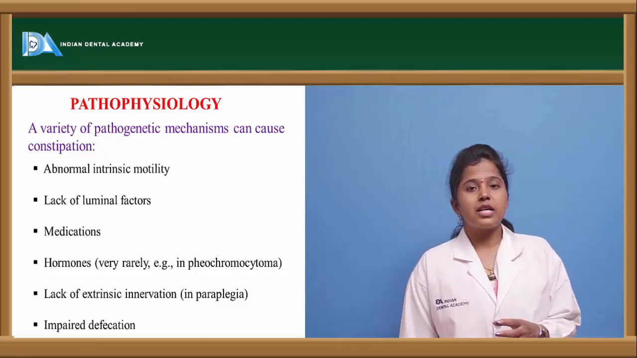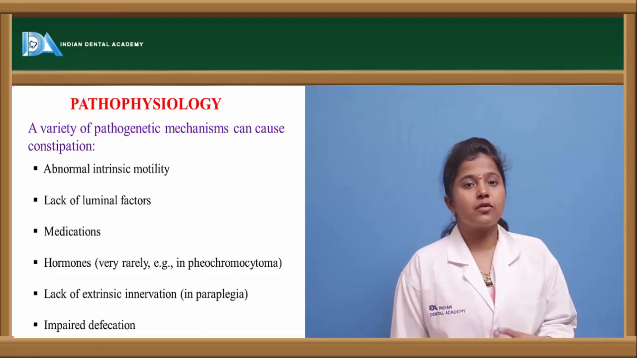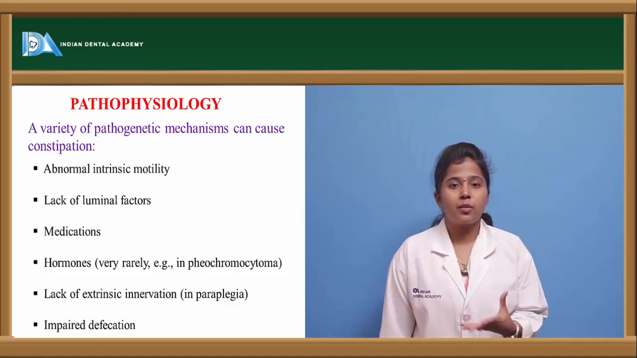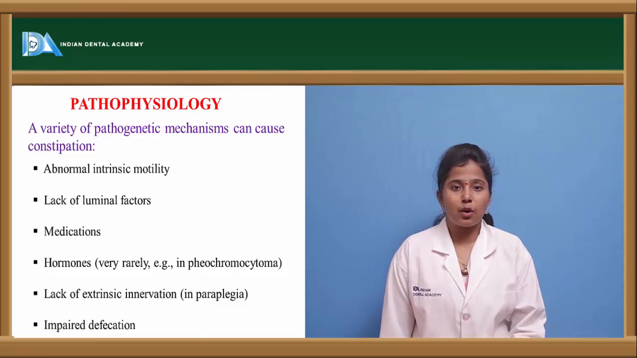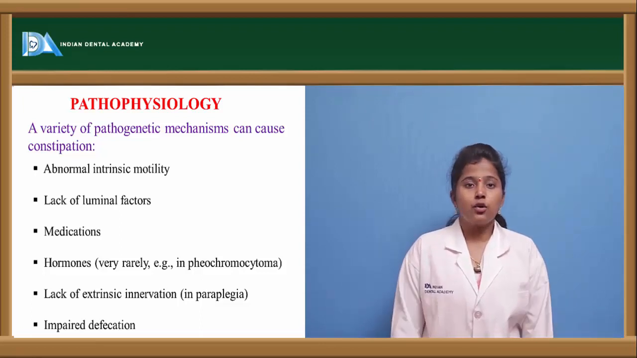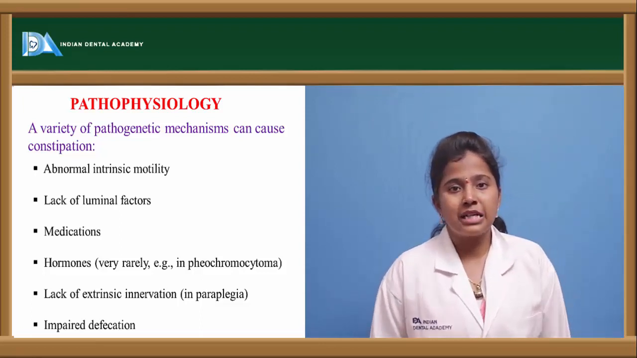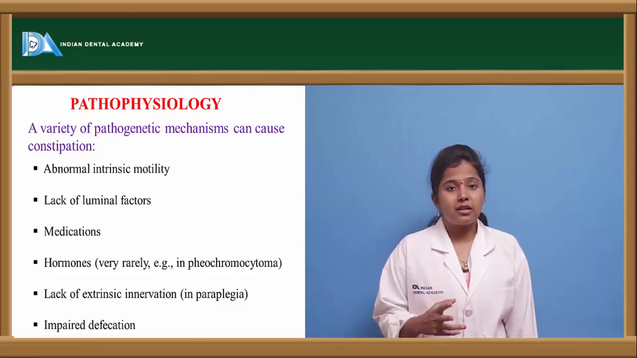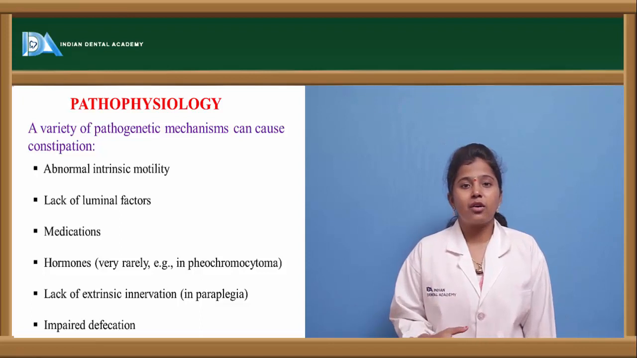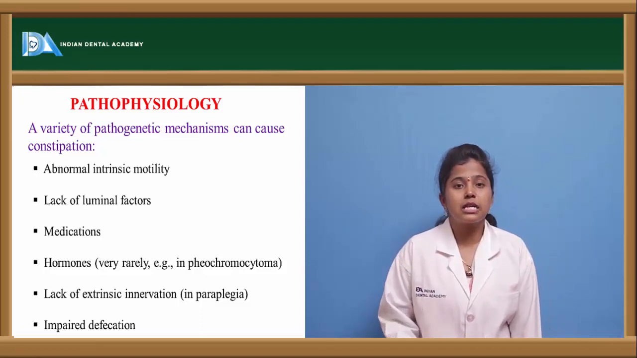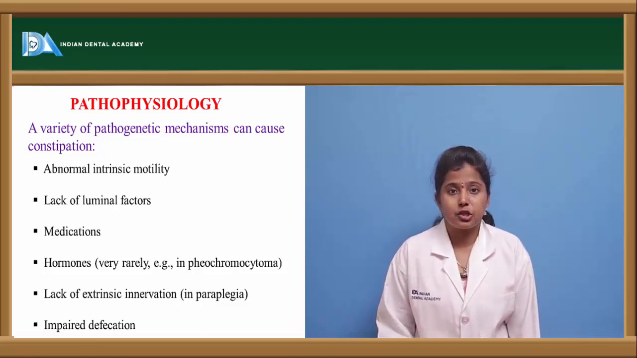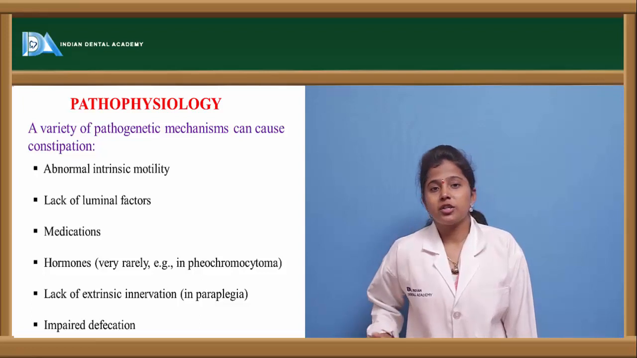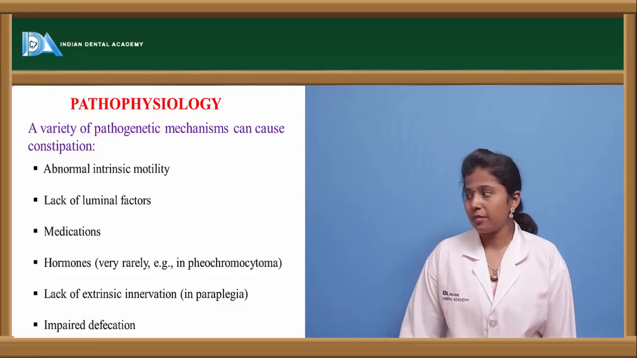So pheochromocytoma is a condition where a tumor is caused. Because of the tumor, the epinephrine and norepinephrine are not secreted properly from the adrenal gland. They have an effect called smooth muscle contraction or smooth muscle relaxation. So if the smooth muscle contraction and relaxation don't occur, then constipation may result.